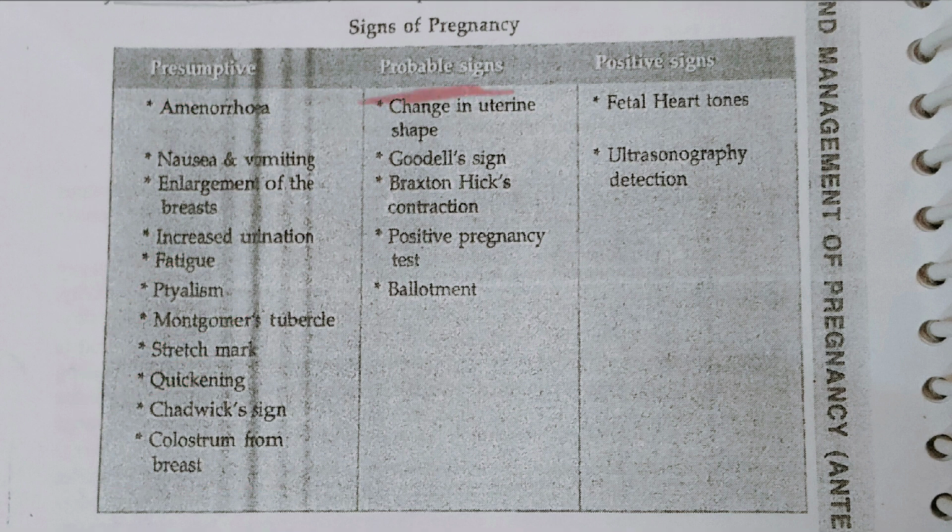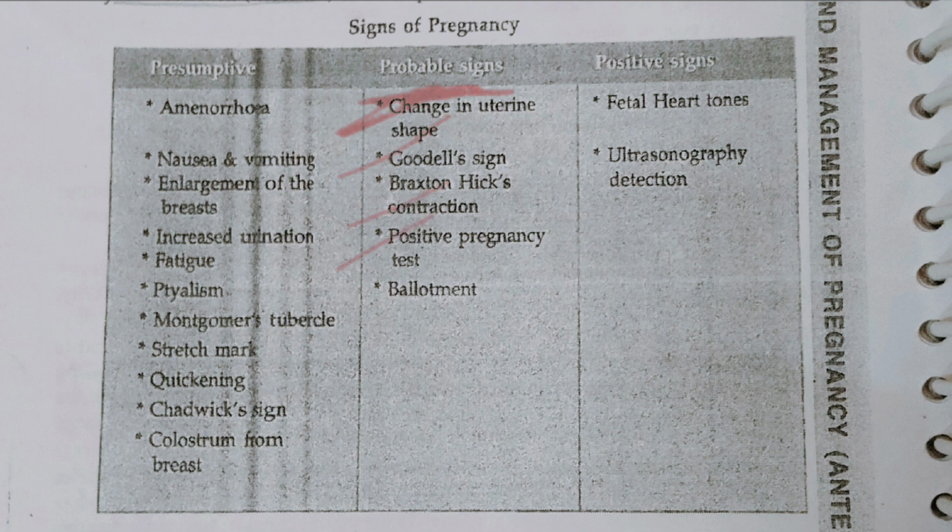The probable sign. Probable sign is nothing but the signs and symptoms that are observed by the doctor at the time of examination. So what are the symptoms that the doctor generally sees? Change in uterus. Uterus level will be changing month after month. Goodell sign. What is Goodell sign? Goodell sign is nothing but softening of the cervix. Braxton Hicks contraction. What is Braxton Hicks contraction? That is nothing but irregular, infrequent and painless contraction. That is also known as false labor pain.